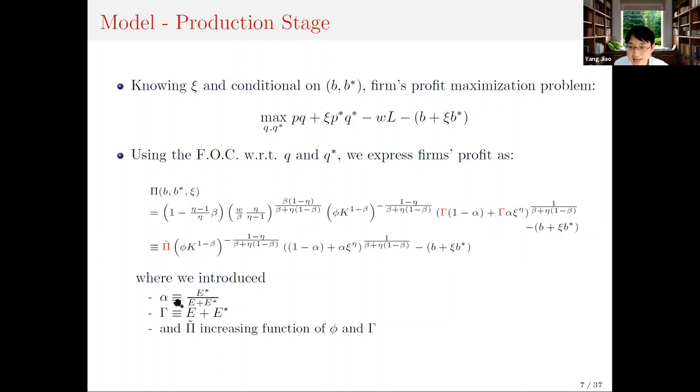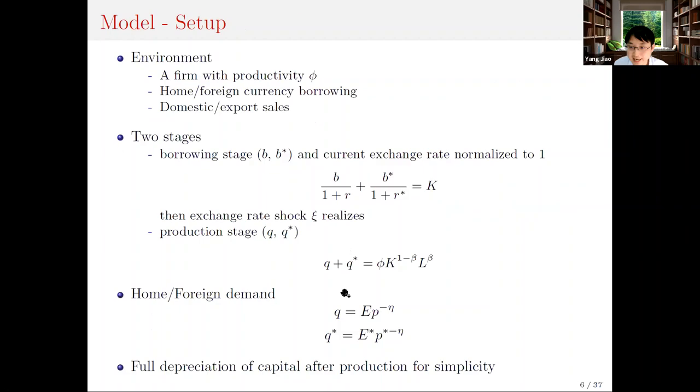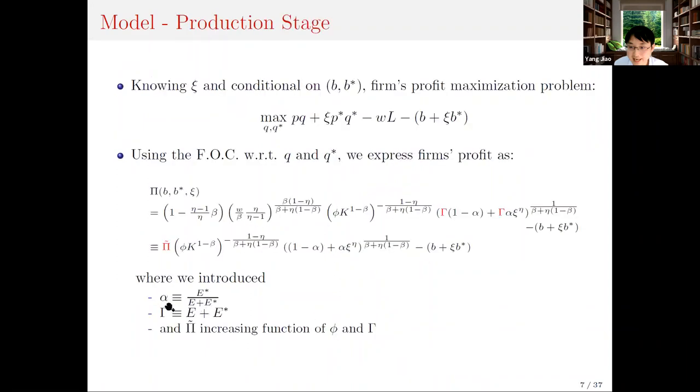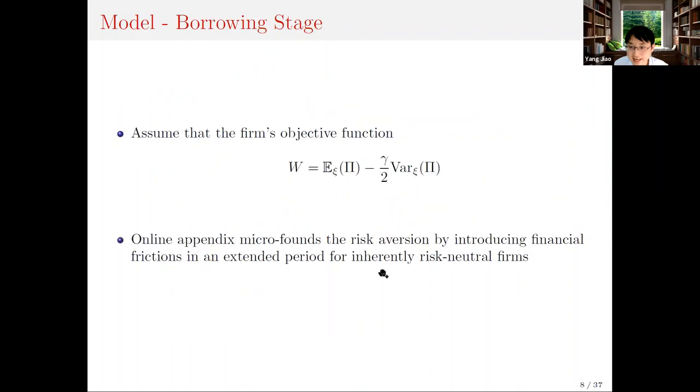And here we will introduce a very important notation, which is alpha. Alpha is going to be E star over E plus E star. What's this? This is going to be the export share. So export share, it's actually from this demand function, right? So E and E star are demand shifters, basically. So E star over E plus E star, this alpha basically denotes the export share.